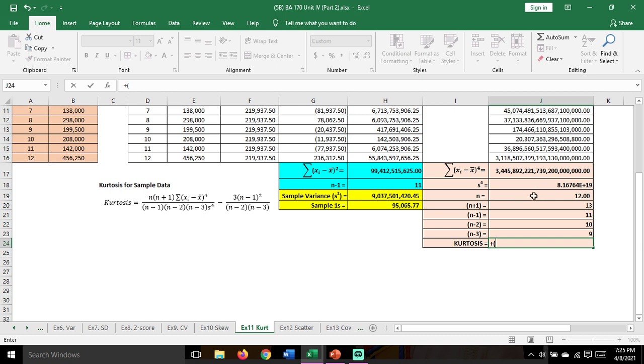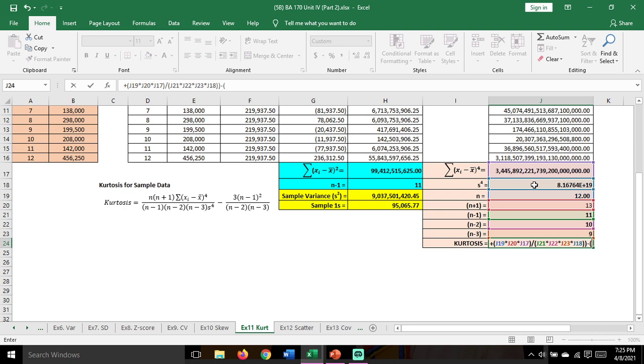Okay, we have your n times n plus 1 times the summation. Ito. Okay? Yan. Divide by the quantity n minus 1 times n minus 2 times n minus 3 times the square, that's the standard deviation, which was raised to 4. Okay? Yan. So, lalagyan ko pa ng isang parenthesis dyan.